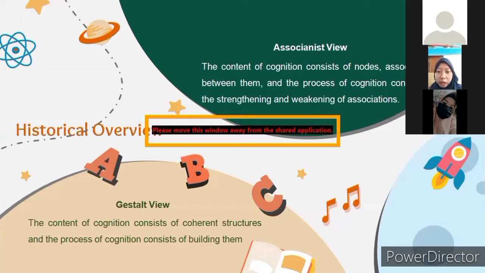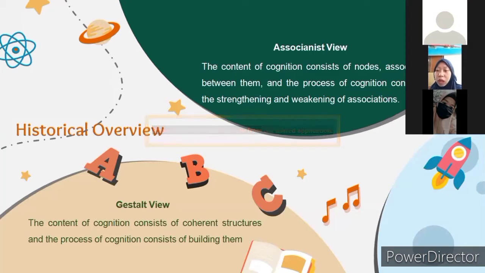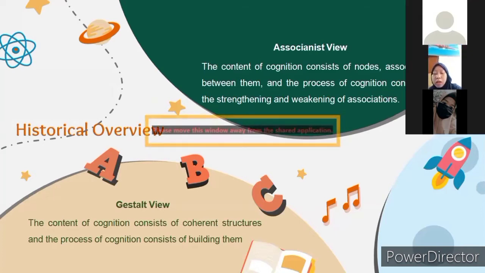In this slide, we are going to talk about the historical overview. In the historical overview, there are two views: the first one is the associationist view and also the Gestalt view. Now let's talk about that one by one. So according to the associationist view, the content of cognition consists of nodes, associations between them, and the process of cognition consists of the strengthening and weakening of associations.